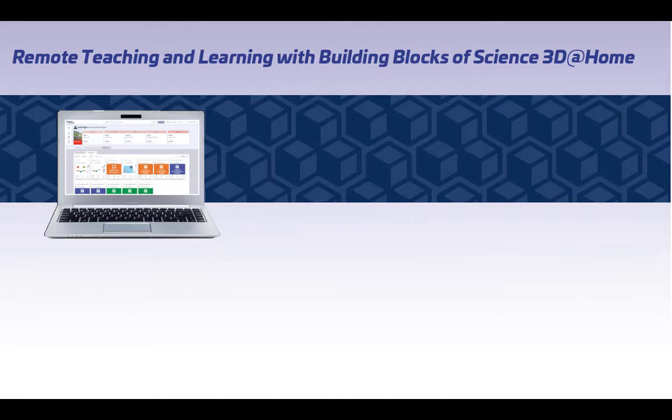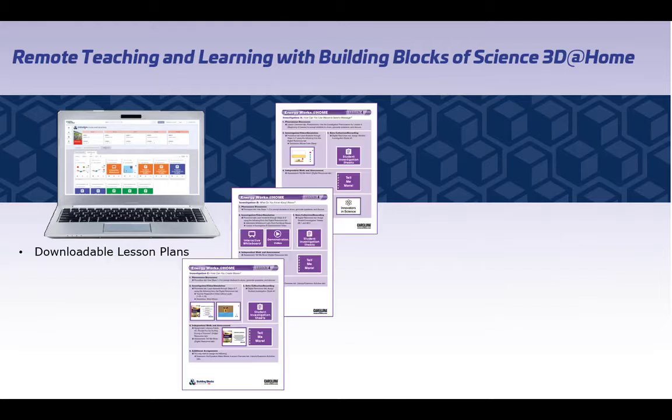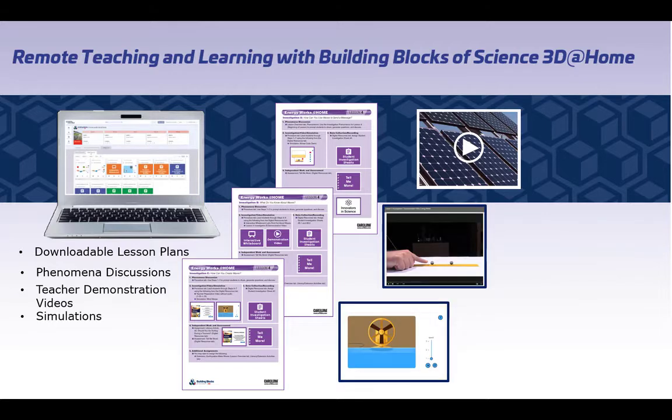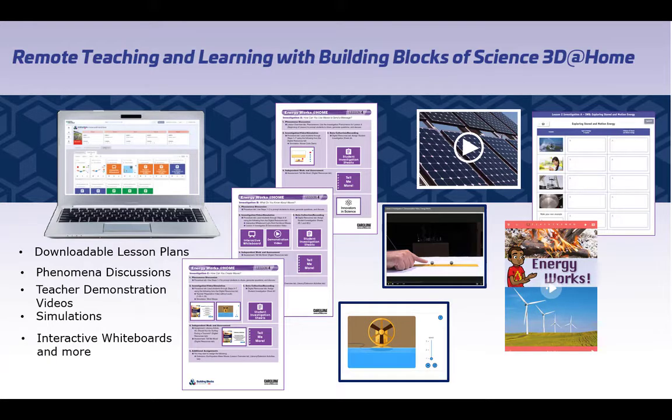Cory is going to model an actual lesson from Building Blocks of Science 3D using an at-home lesson plan from BBS 3D at Home. Using the adapted lesson plan, he will lead you through an investigation that integrates phenomena discussions, teacher demonstration videos, and simulations that mimic the hands-on investigations your students would normally do if they were in the classroom. Are you ready to keep teaching science?